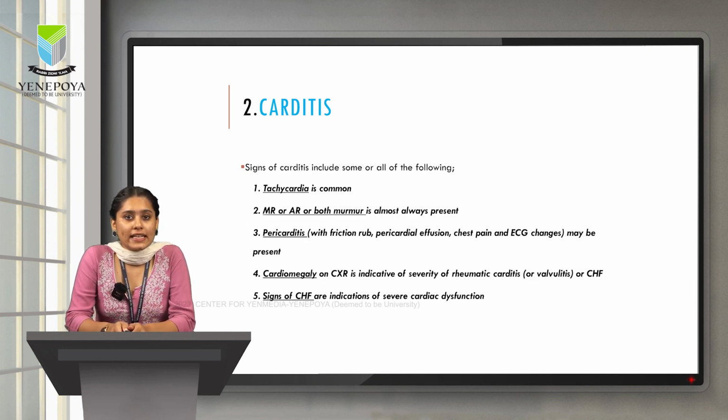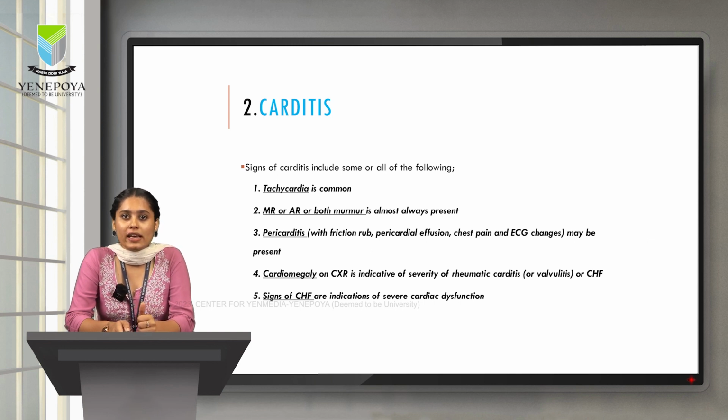So what are the signs that the patient has carditis? First and foremost, you will see tachycardia in the patient, and MR or AR murmur or both. MR is mitral regurgitation, AR is aortic regurgitation. Whenever there is regurgitation or leak, a murmur is expected. So either MR or AR murmur or both murmurs can be heard in the patient.